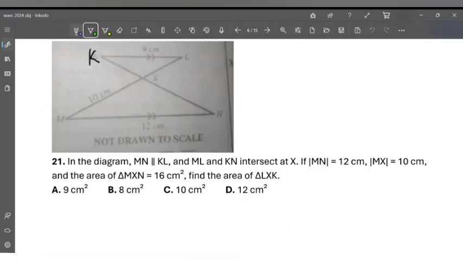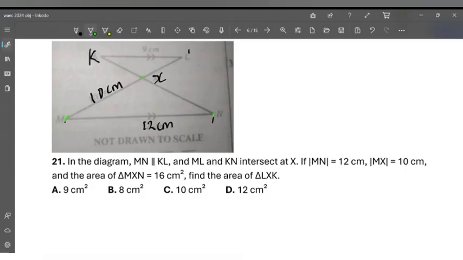Alright guys, let's look at question number 21. It's a little bit technical, but I believe we can solve it. We are given this diagram. This is X here, and we are told that the line MN is parallel to KL. ML and KL intersect at X, and MN is 12 centimeters, MX is 10 centimeters, and the area of triangle MXN, where is triangle MXN? This is MXN. The area of that triangle is 16 square centimeters.